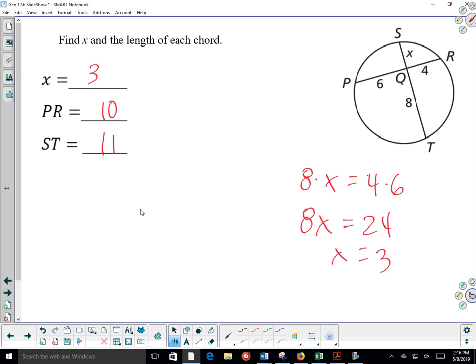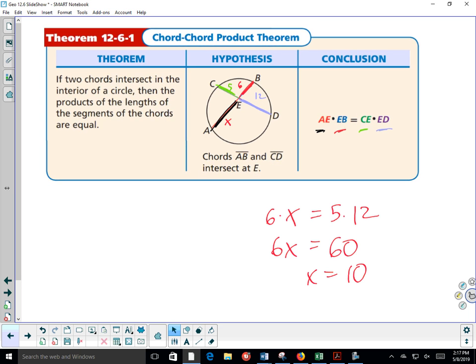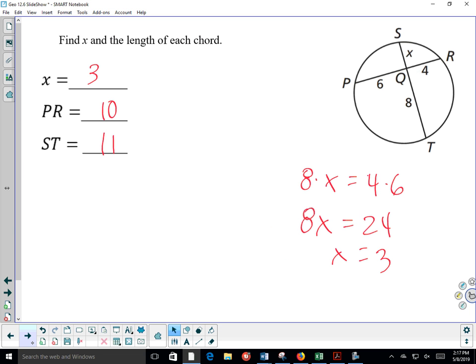Just because the products of the segments are equal doesn't mean the segments themselves are equal. Does that make sense? Do you understand that this times this is going to have to equal this times this? Notice though that this whole length of PR is not going to equal the whole length of ST. One was 10, one was 11. But the individual products are always going to be equal.